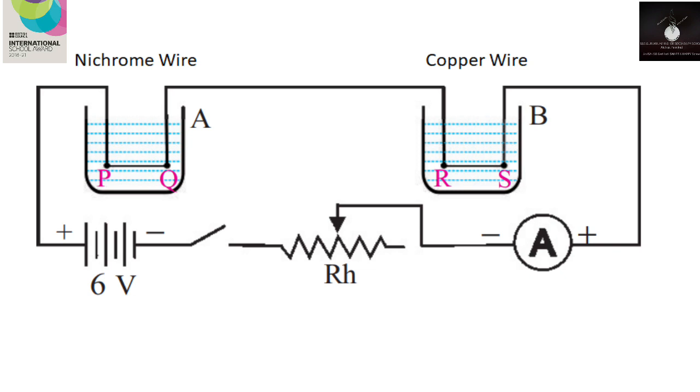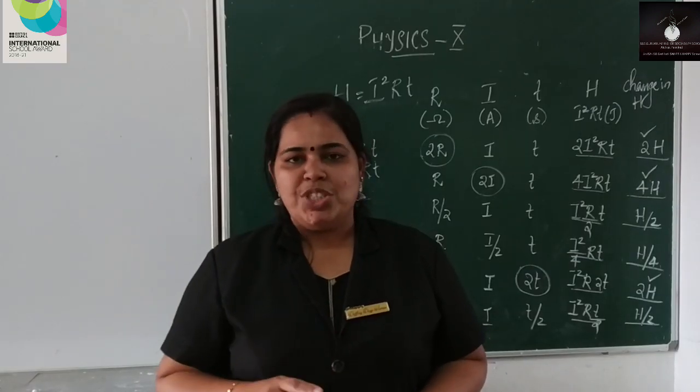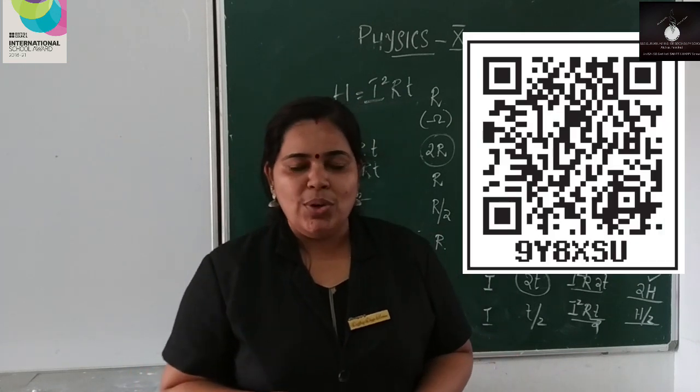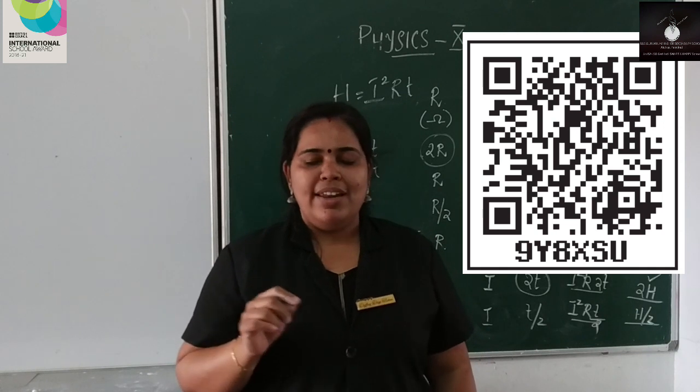Okay, and when the switch is on, after some time, when current passes through that circuit, what will happen? Can you tell me? The water in which beaker becomes hot very fast? Yes, of course it is the nichrome wire, because the resistance of nichrome is more than copper. So from this we can understand that as resistance increases, heat produced also increases. Now you have understood the connection diagram of Joule's law. For detailed learning, you can scan the QR code given in your textbook on page number 11.